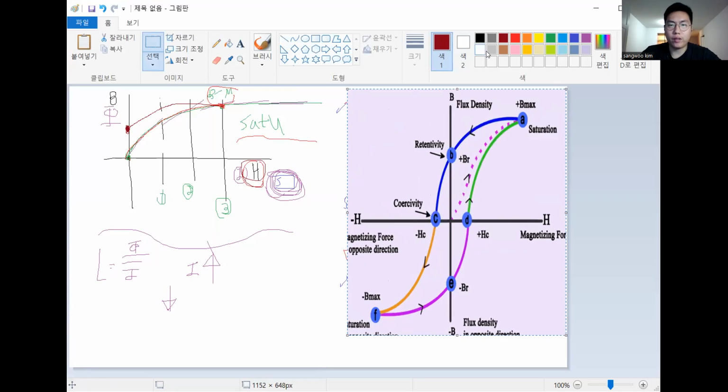Guys, look at that. Because of the loss, it cannot come back to here. So the area inside this, which I marked with red, is the hysteresis loss. You can see it.